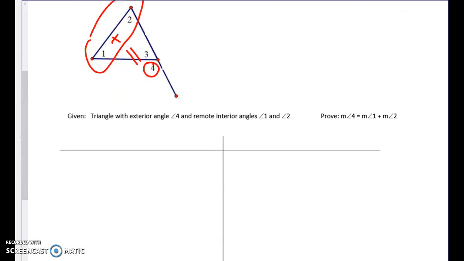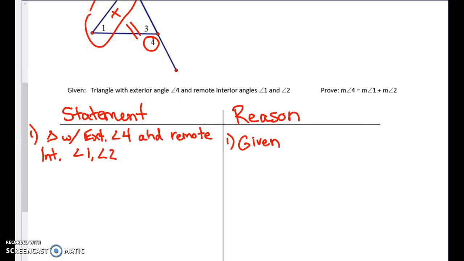So in this proof, we're given a triangle with exterior angle 4 and remote interior angles 1 and 2. And I want to prove that the measure of angle 4 is equal to the measure of angle 1 plus the measure of angle 2. Well, let's go ahead and fill in our t-chart. And guys, when you fill this in, feel free to use shorthand. I don't want to reproduce that whole sentence, that's annoying. So again, mathematicians are lazy. Triangle with exterior angle 4 and remote interior angles 1 and 2.